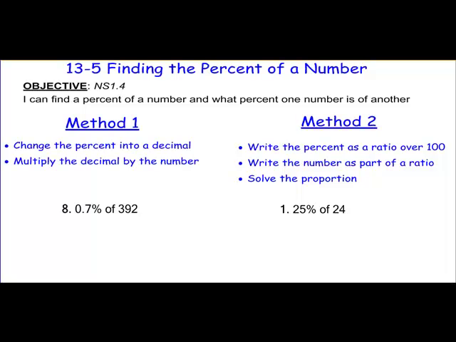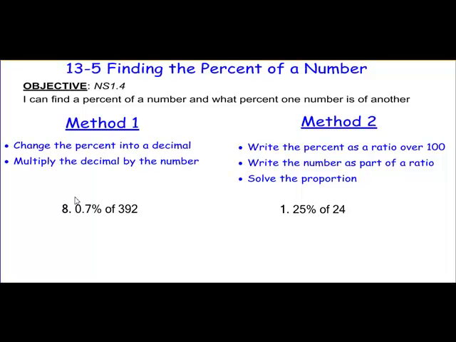This lesson is on finding the percent of a number. We're going to discuss two different methods for finding a percent. The first method is to change the percent into a decimal. That's the first step. The second step is to multiply the decimal by a number.